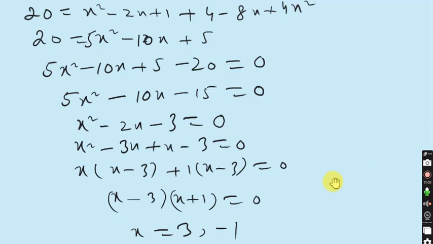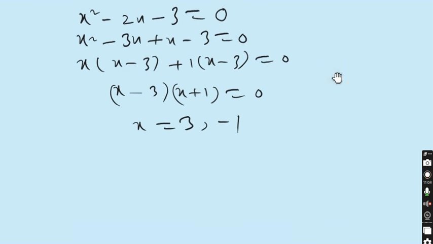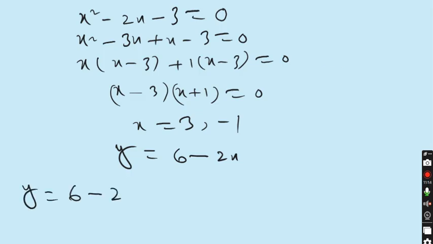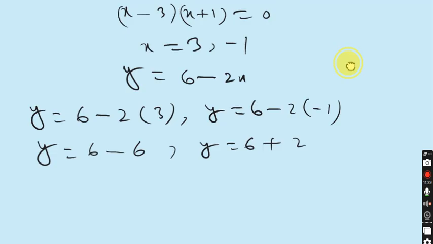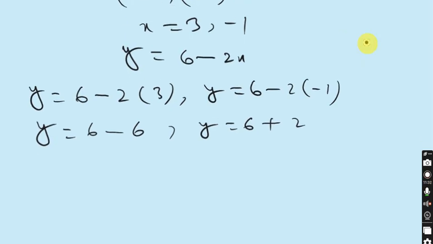Now put these two values, 3 and minus 1, in the equation of the line BC. So y is equal to 6 minus 2x. y is equal to 6 minus 2 times 3, and y is equal to 6 minus 2 times minus 1. 2 times 3 is 6, and 6 minus minus 2 is plus 2. 6 cancels by 6, so y is equal to 0, and y is equal to 8.